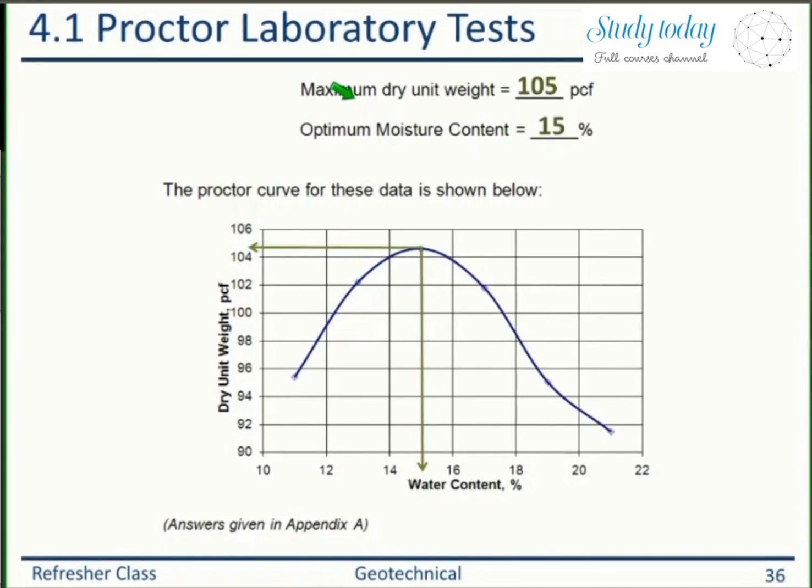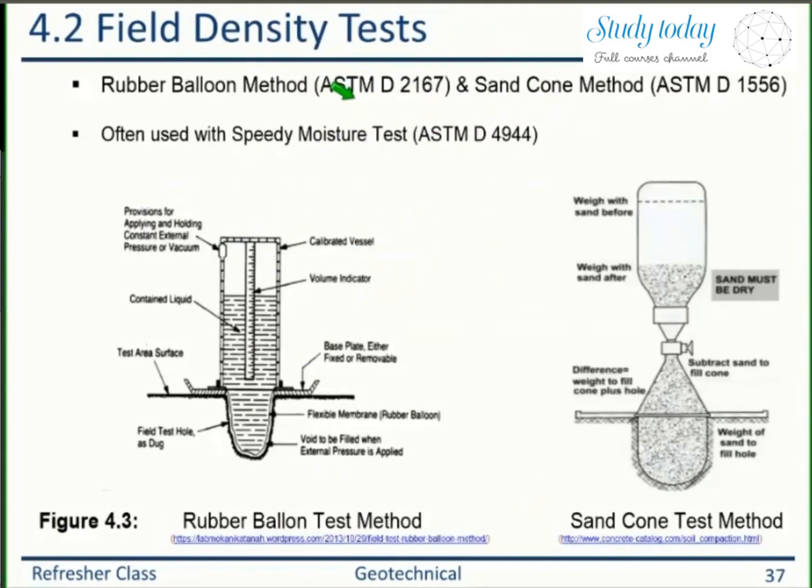But in exams they will not ask you to plot the graph. In the exams they will give you the graph. If they want to test you, they will give you the graph, and from the graph you have to interpolate the values to get your answers. Okay, that was the test performed in the lab.